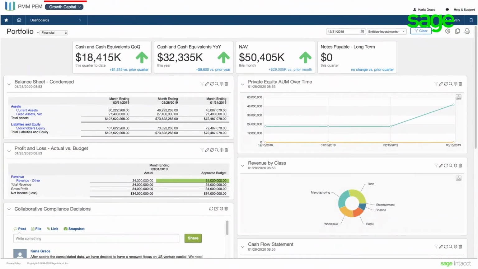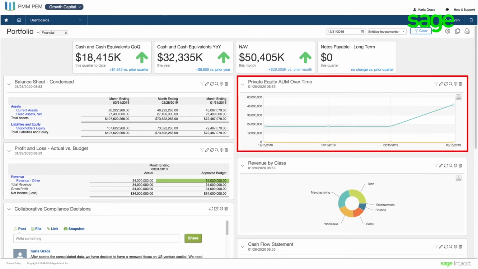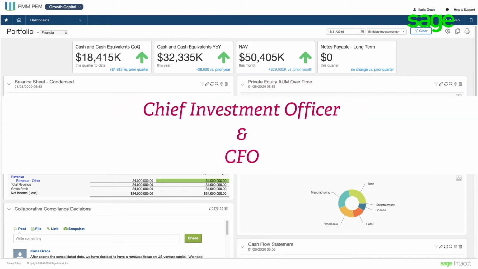As we move to the Growth Capital Fund, we see a breakthrough. They're getting extra funding with a post-money valuation of $50 million, up from $20 million. The Chief Investment Officer and CFO both have instant access to this data.